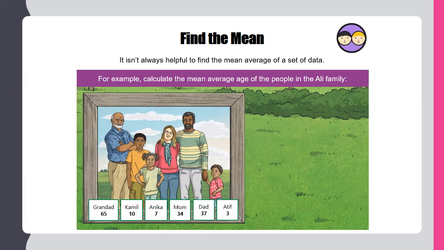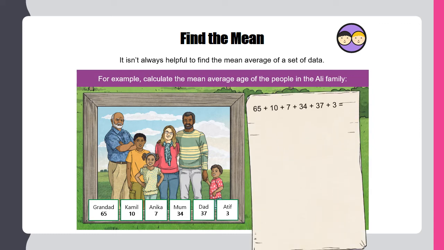So, here we have the Ali family. We have Grandad, who's aged 65. We have Camille, who's aged 10. We have Anika, who's aged 7. Mum, who's 34. Dad, who's 37. And Atif, who is 3. Now, if we need to find the mean average of the family, the Ali family, what would we need to do? That's right, we'd add together their ages. And then we'd need to make sure we divide it by 6 because there are 6 members of the family.